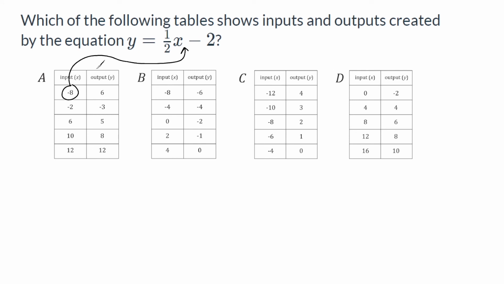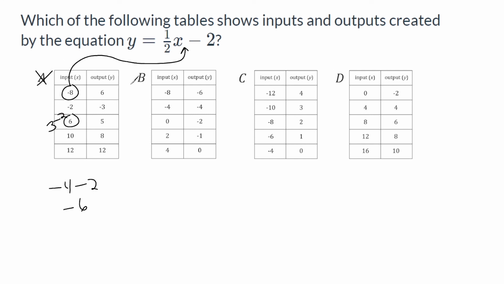So half of negative 8 is negative 4. And if we subtract 2, that would give us negative 6. However, this says positive 6. So right away, we are able to eliminate choice A as an answer. Now, if we wanted to plug a different input just to feel more reassured, we could go ahead and do that. So let's take 1 half of 6, which is 3, and then subtract 2 from that. And that would give us 1 and not 5. So this is definitely not the correct choice.